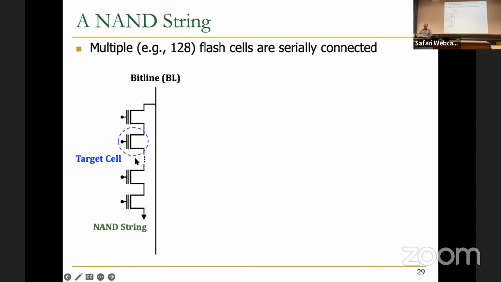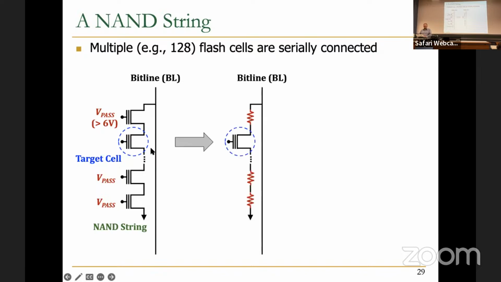Assuming that this cell is your target cell, when you want to read it, for example, you should apply a reference voltage to your target cell. And in order to make sure that other cells do not interfere with your read or write, you need to apply a high enough voltage, which we call VPass, meaning that this voltage is high enough to turn them on, no matter whether you have programmed them or not. Here, for example, it is around 6 volts.